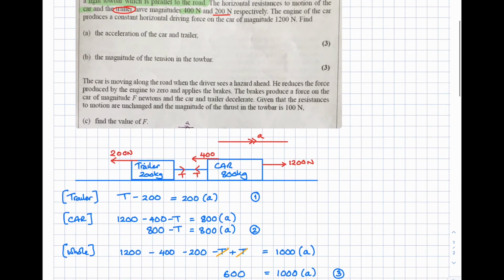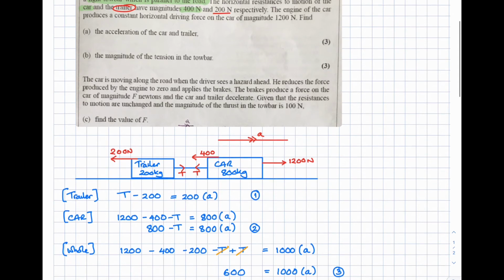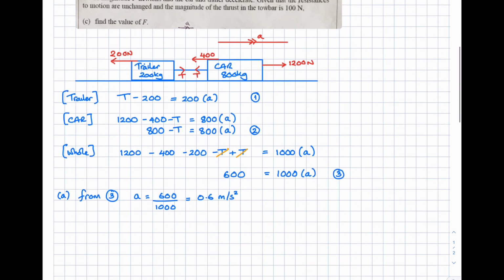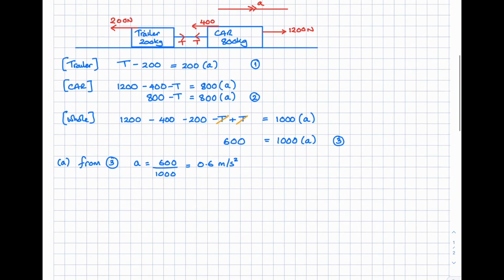So part B of the question says we need to find the magnitude of the tension in the tow bar. So since we now know what acceleration is equal to, we can now go back and have a look at equation number 1 to calculate tension, or we can have a look at equation number 2 to calculate tension. And again, it doesn't matter which of those 2 equations you use, you can calculate tension from either one of those. So I'm just going to use number 1.